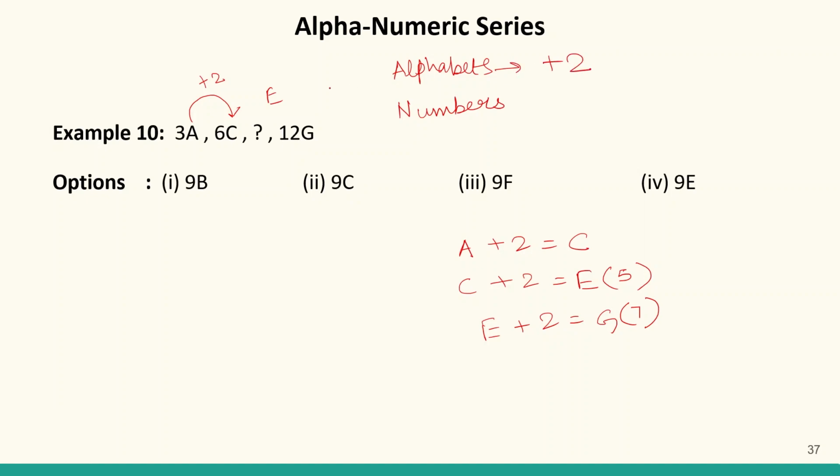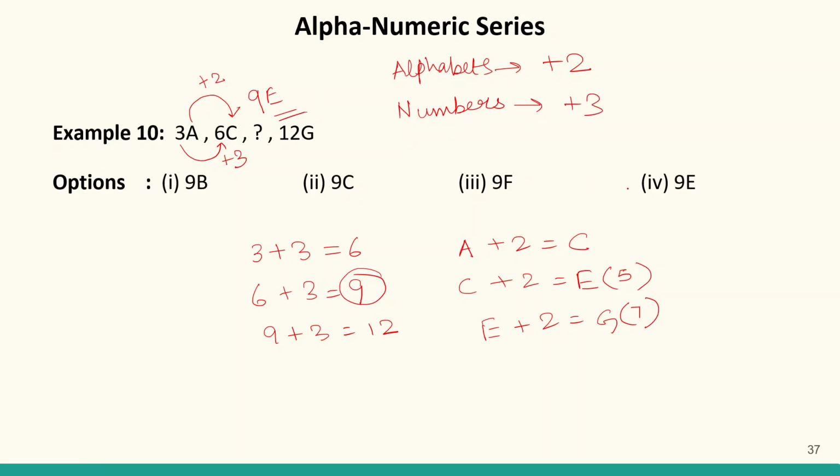Right? Now let us look at numbers. Numbers, I can see there's an increment of 3. Let us see if we keep adding 3, will the logic follow? 3 plus 3 will give us 6. 6 plus 3 will give us 9. And 9 plus 3 will give us 12. So the logic will follow if we keep on increasing by 3, right? So the number here should be 9. So the numbers are being increased by 3, right? So the answer should be 9E, which is option number 4.